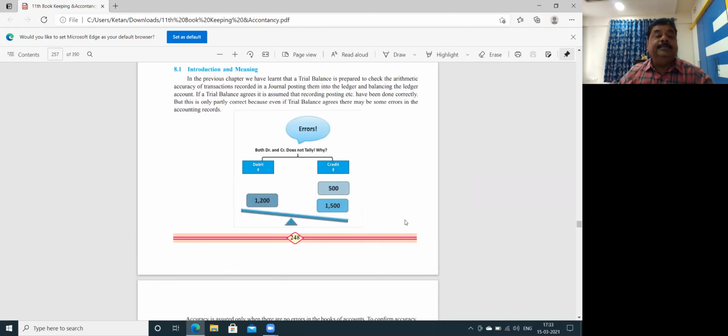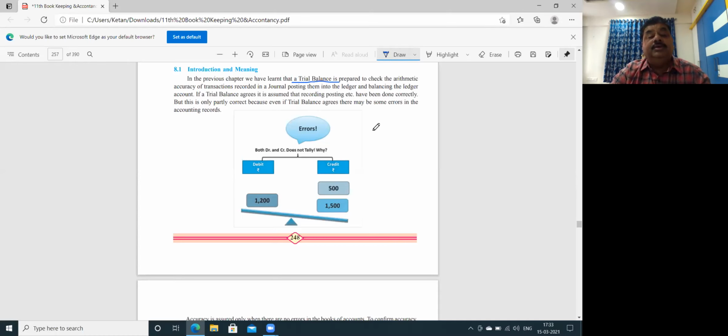Look at this diagram. In the previous chapter, we have learned that trial balance is prepared to check the arithmetic accuracy of the transactions recorded in journal, posted into ledger, and balanced in the ledger accounts. Do you remember, whenever I taught you ledger, we also prepared a trial balance. At that time, I told you that the trial balance must tally. It shows the arithmetical accuracy of the accounts maintained by us.